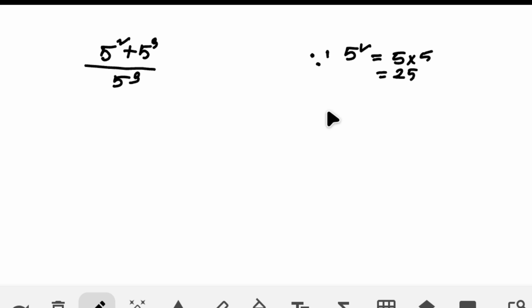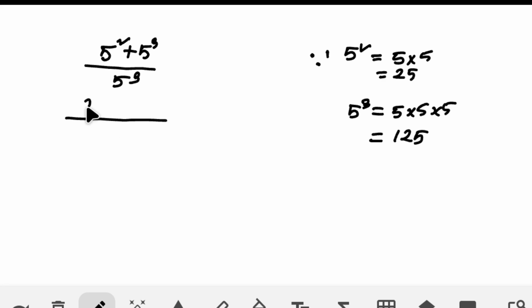Now let's calculate the 5 cube. Five cube equal to 5 multiply 5 multiply 5. Then we will get 125. Now our question becomes 25 plus 125 by 125.